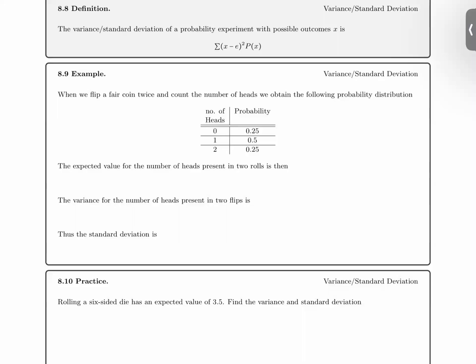Let's find the variance and standard deviation of a probability distribution. This is a generalization of the standard deviation equation and variance that we gave ourselves before.